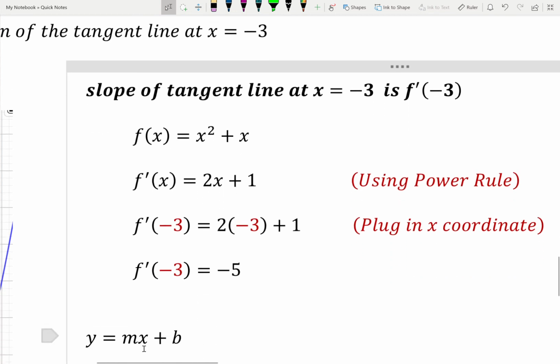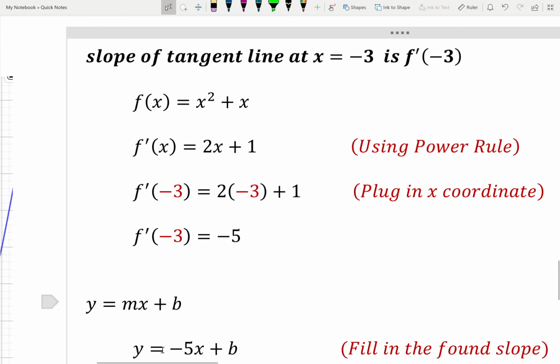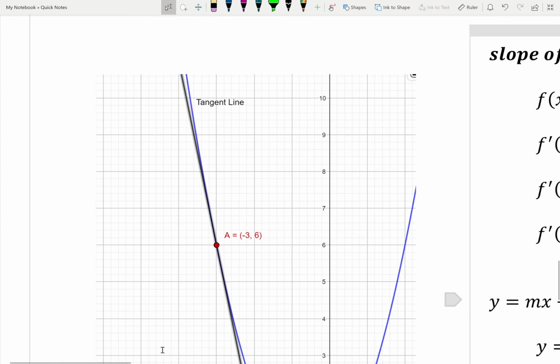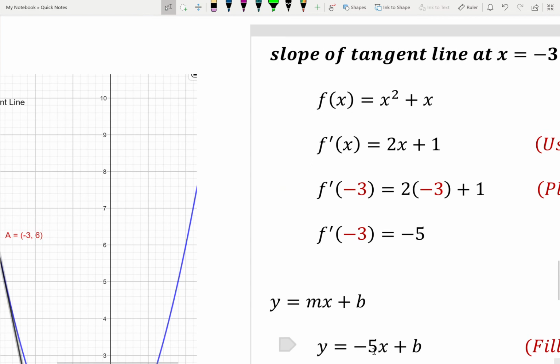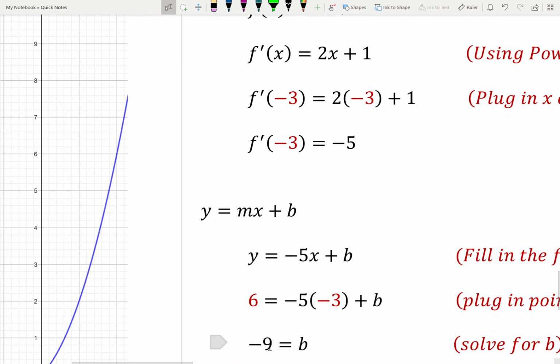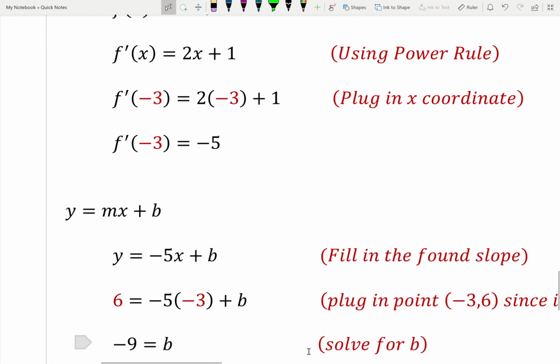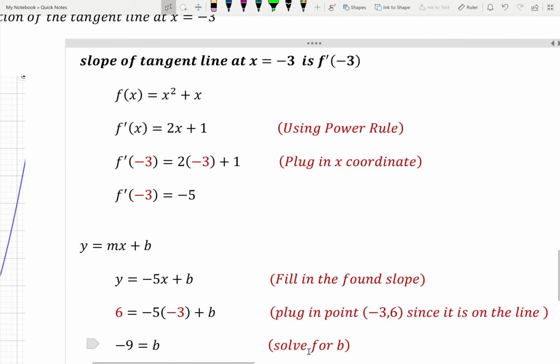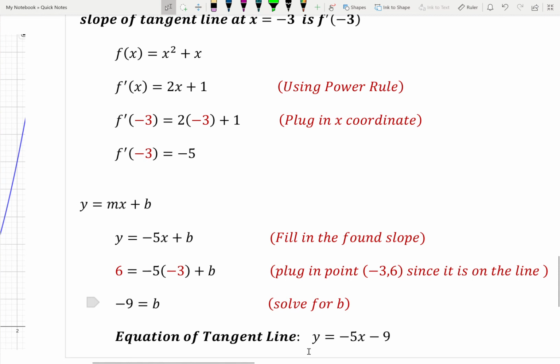So here's the equation of a line. The slope is now minus 5, so y equals minus 5x plus b. All we have to do now is find the y-intercept. What is the only point that we know lies on this tangent line? It's this one, minus 3, 6. So let's use minus 3 and 6 as my x and y here. If I plug in minus 3 and 6, I'm able to find out b, which is minus 9. And that's it. I have the equation of my tangent line: y equals minus 5x minus 9. All right, hopefully that helped.